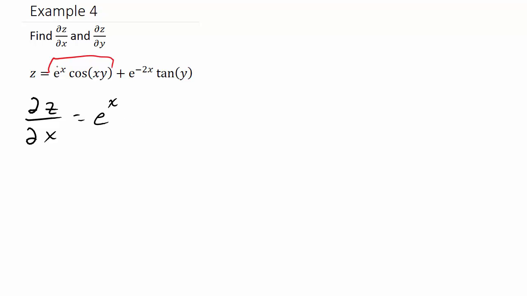So usually what I do is I do the derivative of the first term times the second term plus the derivative of the second term times the first term. So the derivative of the first term, e to the x, times the second term plus the derivative of the second term. Well, what's the derivative of cosine? Negative sine xy times the derivative of what you're taking the cosine of. So what's the derivative of xy?